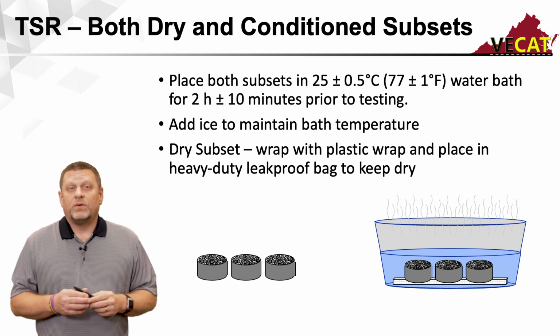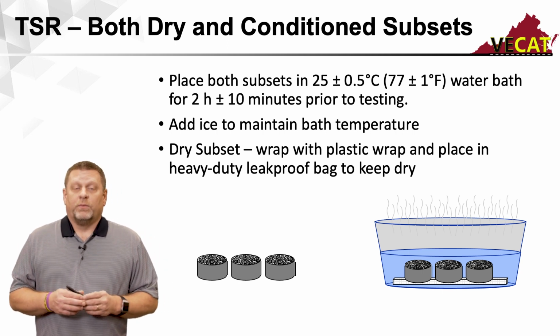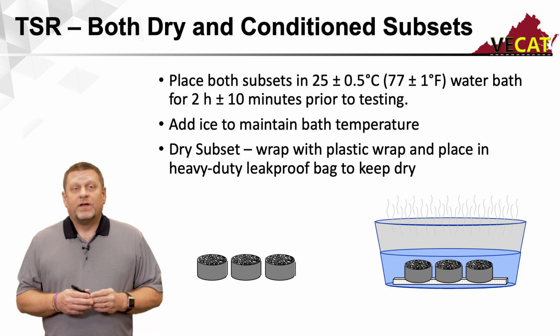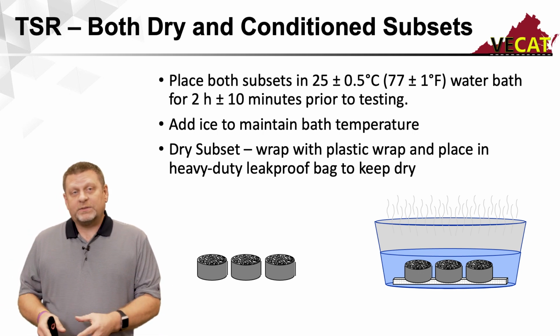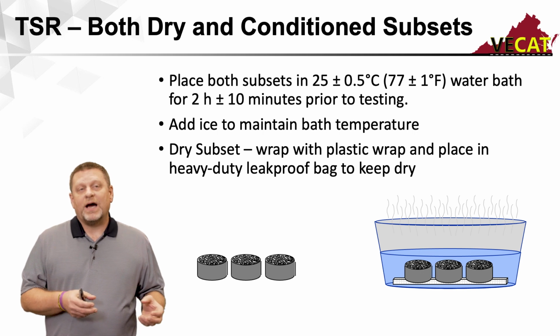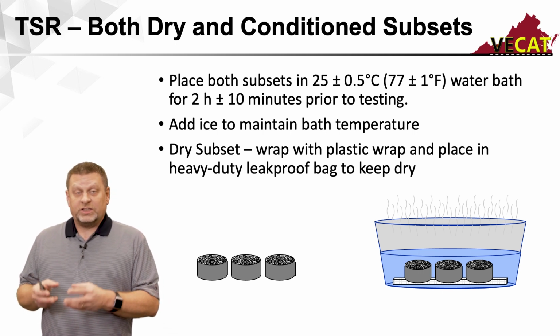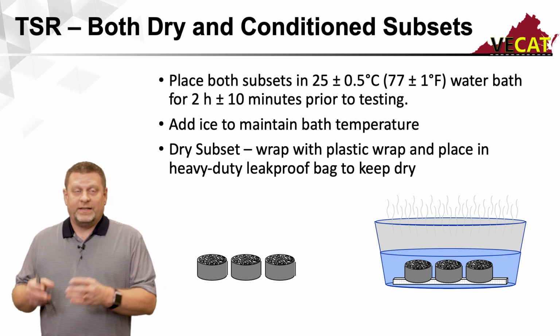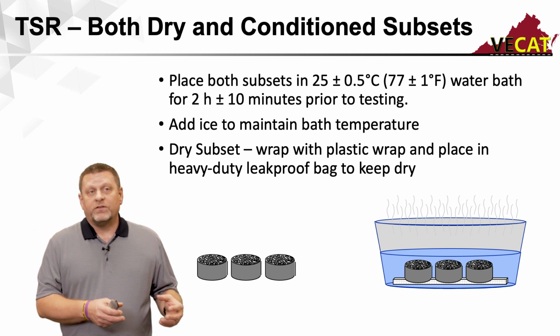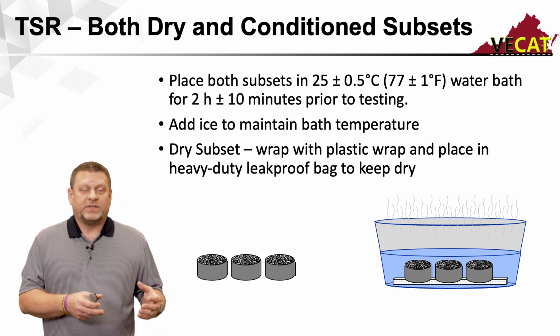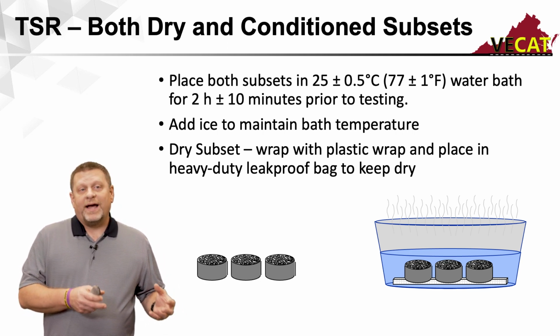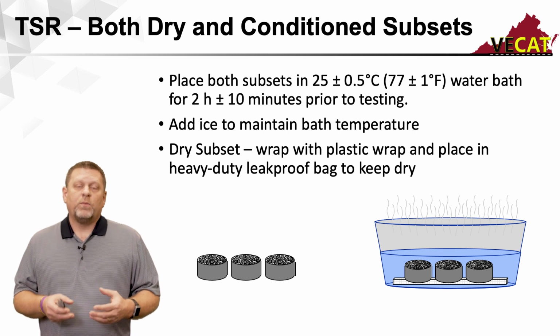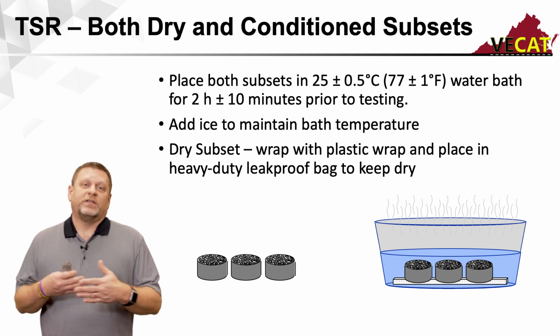That is a narrow temperature range that we're trying to keep these specimens in. So we're going to place our hot specimens in there, and at the exact same time we're placing the conditioned specimens that were hot in this bath, we want to add the other 3 specimens, the dry subset. But in order to add the dry subset in there, we want them to stay dry throughout the entire process.